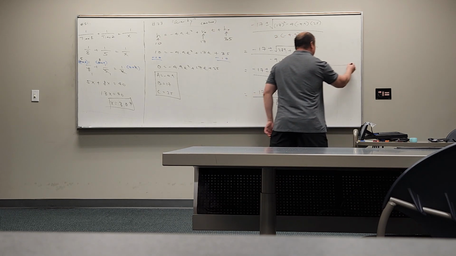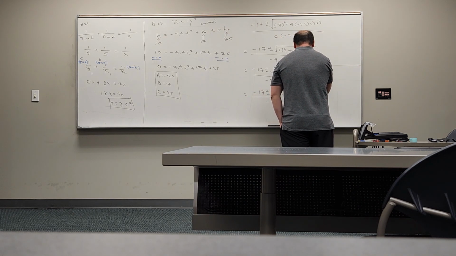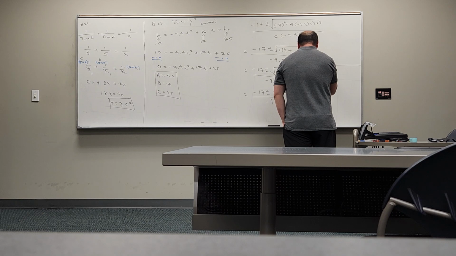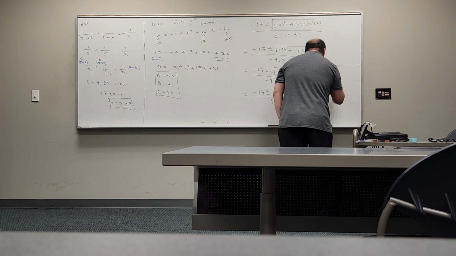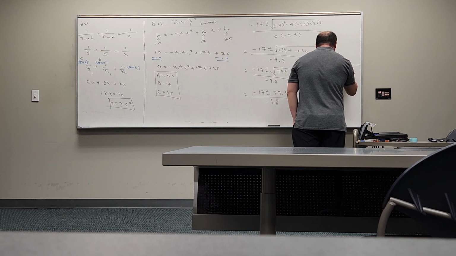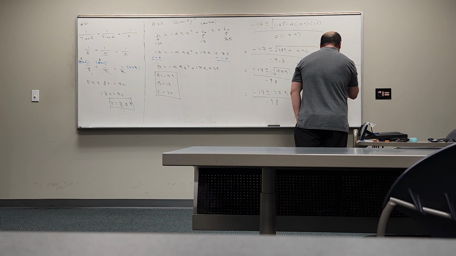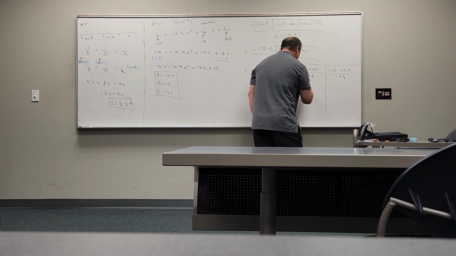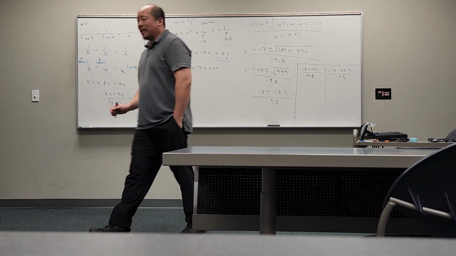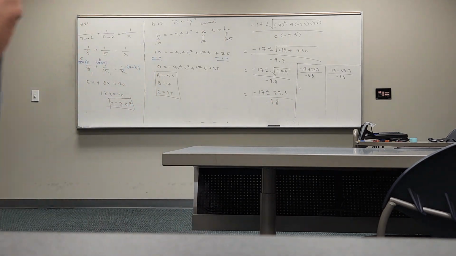So let's see. We are going to have negative 17 plus 27.9 over negative 9.8, and then negative 17 minus 27.9 over negative 9.8. And for Android, it's probably easier if you do one step at a time. Get your calculator ready. Do negative 17 plus 27.9.